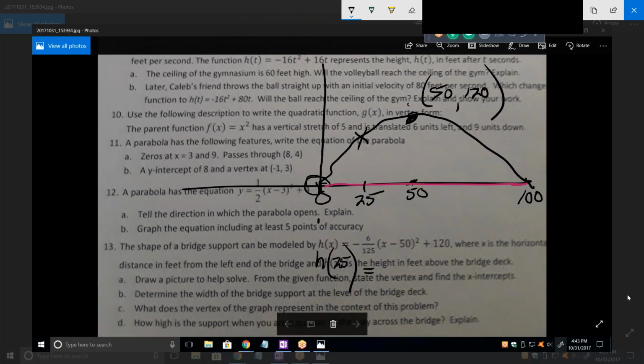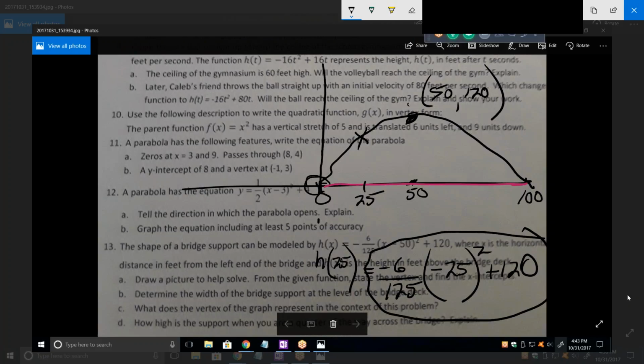So h(25) equals 6 over 125 times (x minus 50) squared, or wait, x is 25. So 25 minus 50 is negative 25, squared, plus 120. So whatever that number is, that's the answer. And it's not as hard as it looks, because 25 squared is 625. So I can replace that with 625. Now 625 is divisible by 125 exactly 5 times. So I got 5 times minus 6, which is minus 30, plus 120, that's 90 feet.